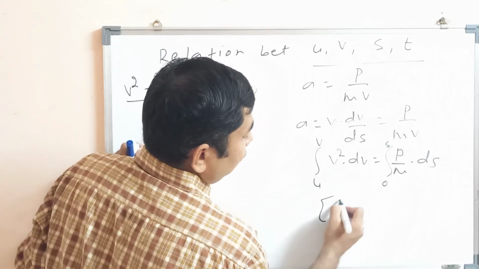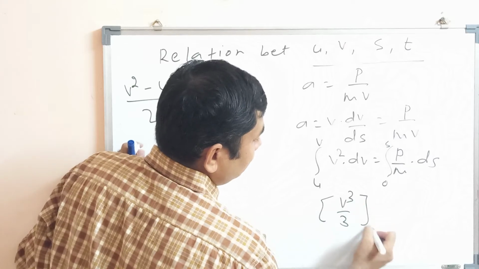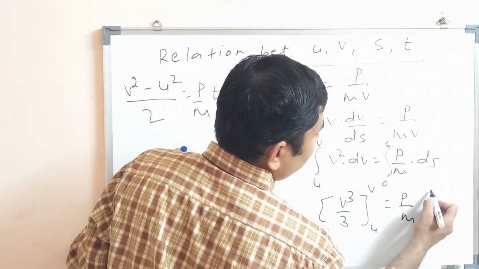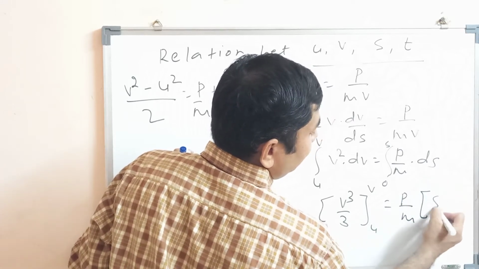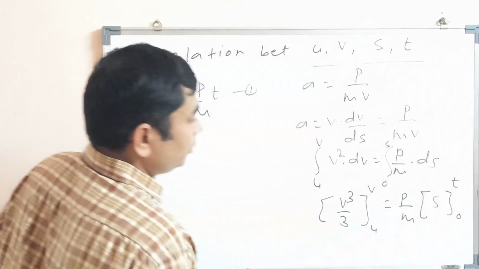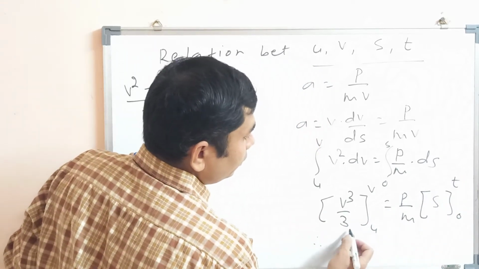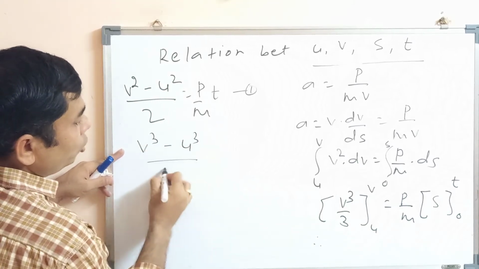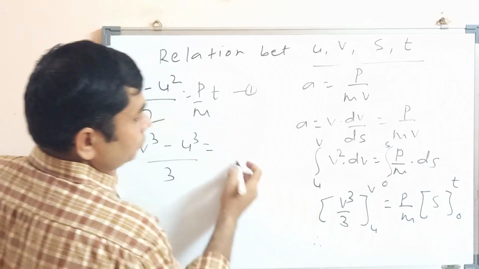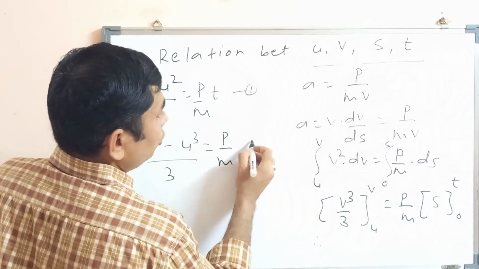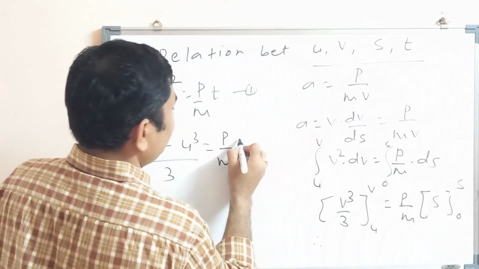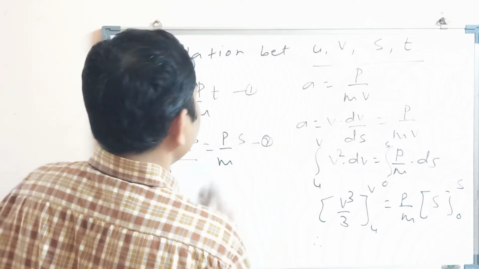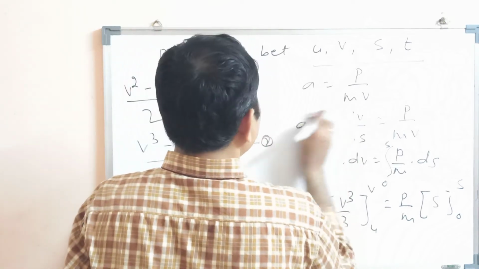What is the integral of this? V cube by 3. Limits are u to v. This is equal to, इसका इंटीग्रल क्या होगा? p by m into, what is the integral of 1 ds? s. Limits are from 0 to s. So therefore limits डालता हूँ. अपर लिमिट v क्यूब माइनस u क्यूब, v तो कांस्टेंट है. दिस इज इक्वल टू p अपॉन m इंटू अपर लिमिट इज s, लोअर लिमिट इज 0. So this is the relation that we get between u, v and s.